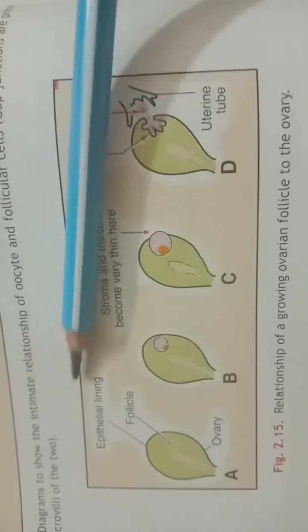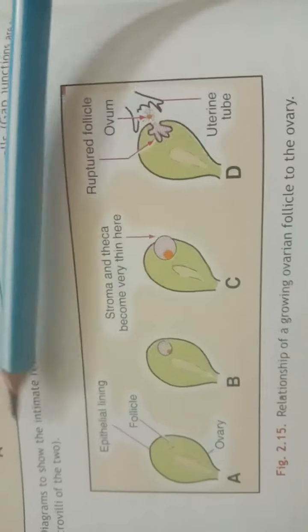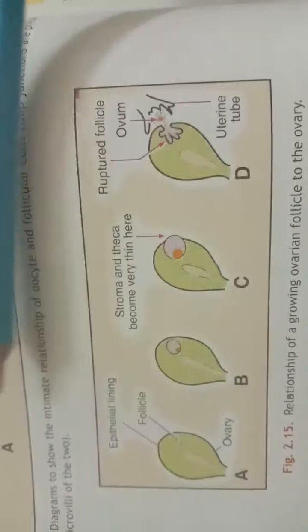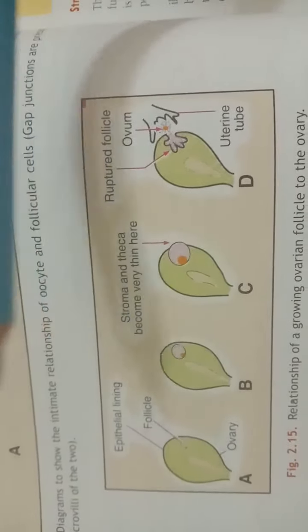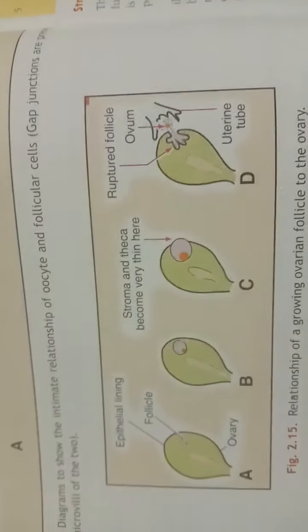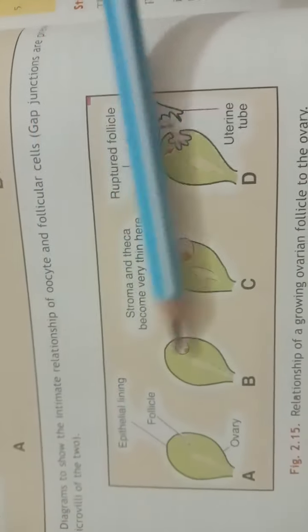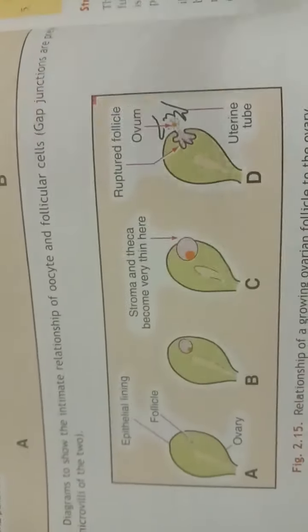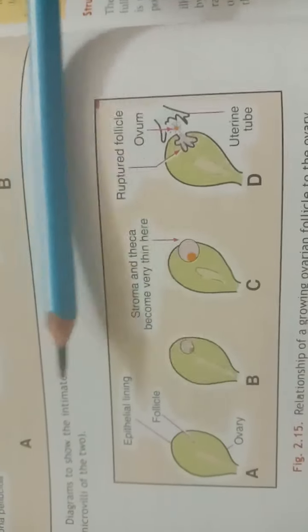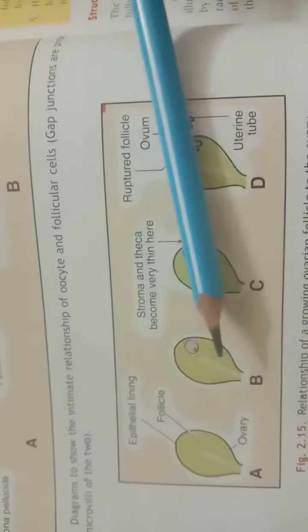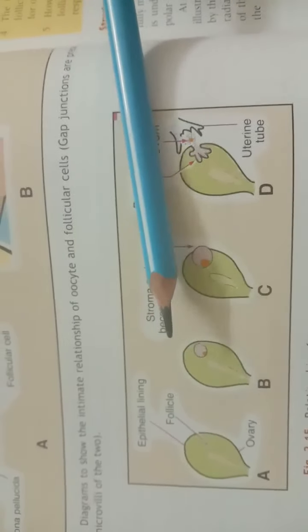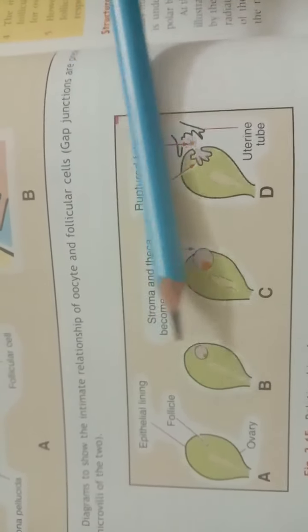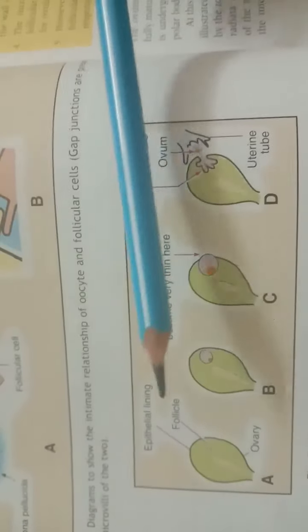Ovulation occurs due to a high concentration of LH, or luteinizing hormone, in the blood just before ovulation. So this hormone is responsible for ovulation. The high concentration of LH increases the activity of the enzyme collagenase, and this enzyme digests the collagen fibers surrounding the follicle.